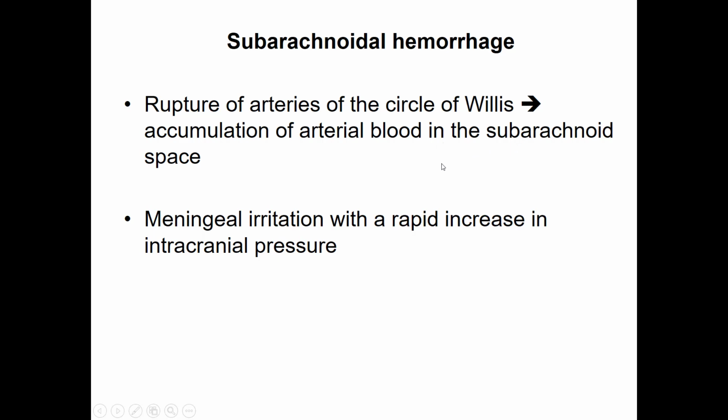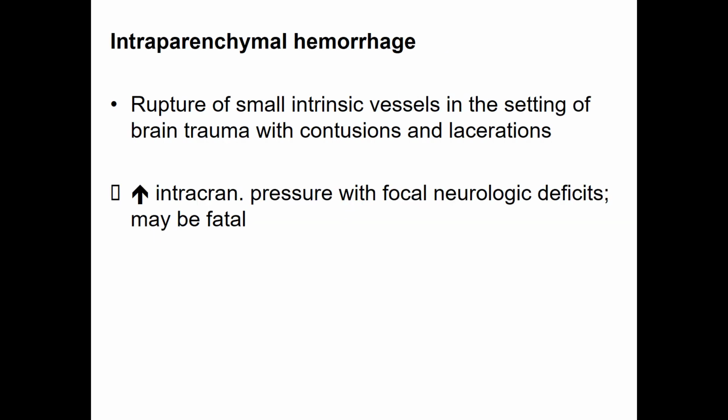So traumatic subarachnoid hemorrhage is less frequent than subarachnoid hemorrhage due to rupture of the berry aneurysm. It is causing meningeal irritation, rapid increase in the intracranial pressure because this is an arterial bleeding, and it needs urgent medical neurosurgical intervention to save the life of the patient.